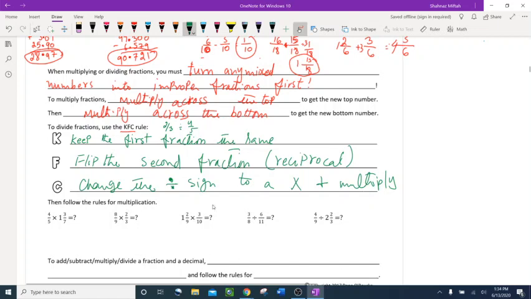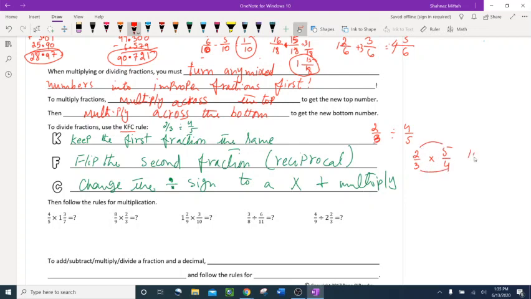Okay, so I'm going to show you what I mean by KFC, as an example. If you guys pay attention, the example that I'm going to give you is 2/3 divided by 4/5. Now, keep the first fraction the same. Flip the second fraction, and reciprocal means 5/4. That's called reciprocal, or you flip. Then change the division sign to multiplication. Here we go. And multiply straight across like this.